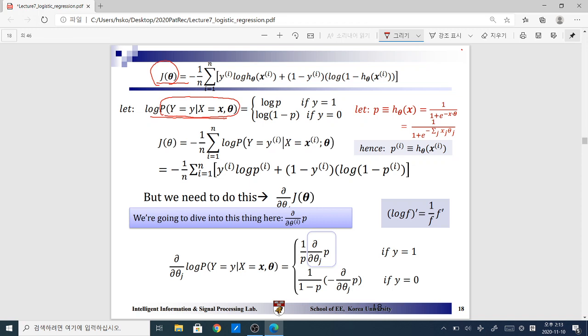The first thing we want to do is to have the log of the probability that the label is y, given that the feature is x, mapped into two cases: one for y equal to 1, and one for y equal to 0. So for y equal to 1, we're going to say it's the log of p, where p is essentially this hypothesis function. We said that this hypothesis function, using the sigmoidal function, essentially represents the probability that the label is equal to 1 given the feature.